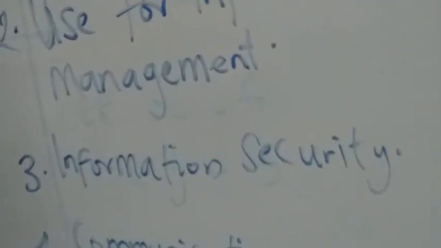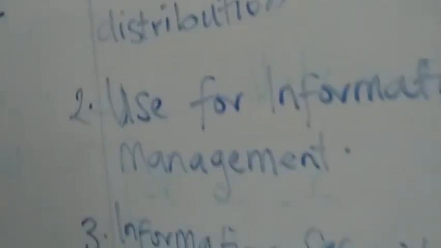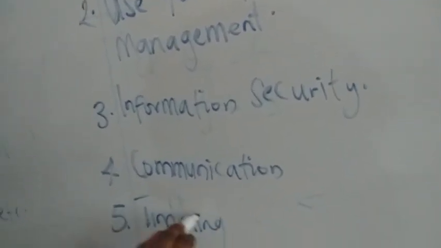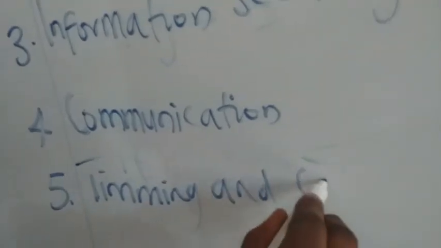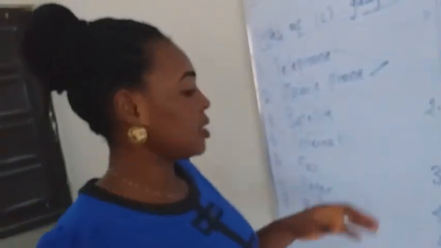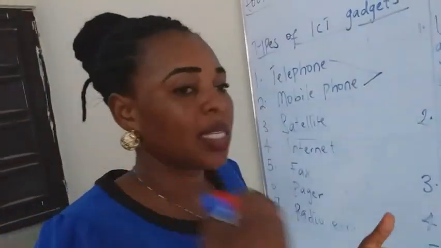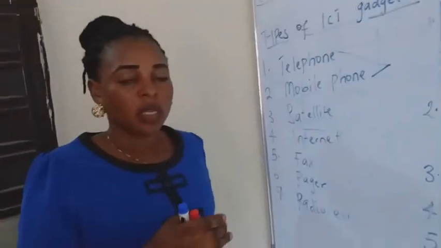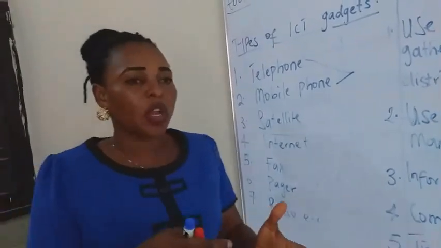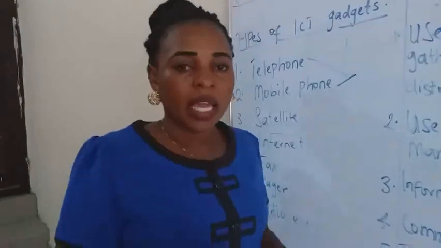Number 5, the fifth use of ICT is timing and control. Timing and control. With the use of ICT gadgets, you are able to time your activities or time a particular message you want to get across to people, and you can also control it.